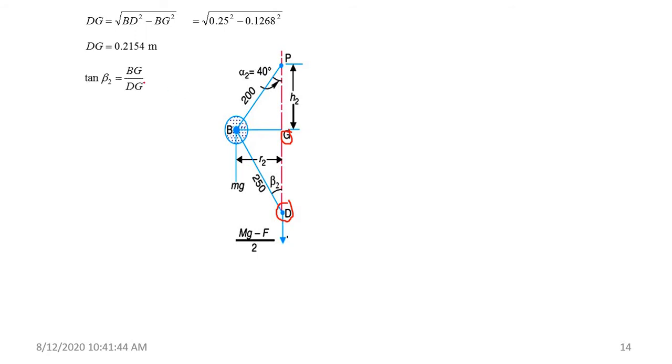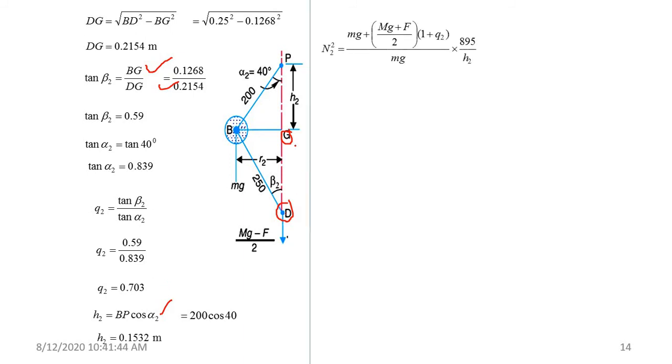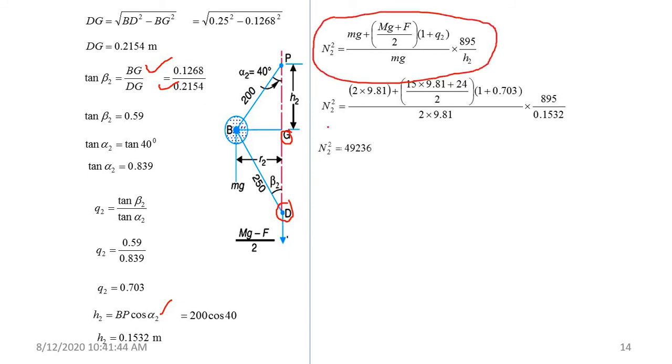So tan beta is equal to BG divided by DG. So tan beta value is 0.59. Again, tan alpha, we know the tan alpha value, so you can get the Q2 value. Once you know the Q2 value, you can easily find the H2 value. You have the H2 value and the Q2 value. Finally, apply this final formula for maximum equilibrium speed.